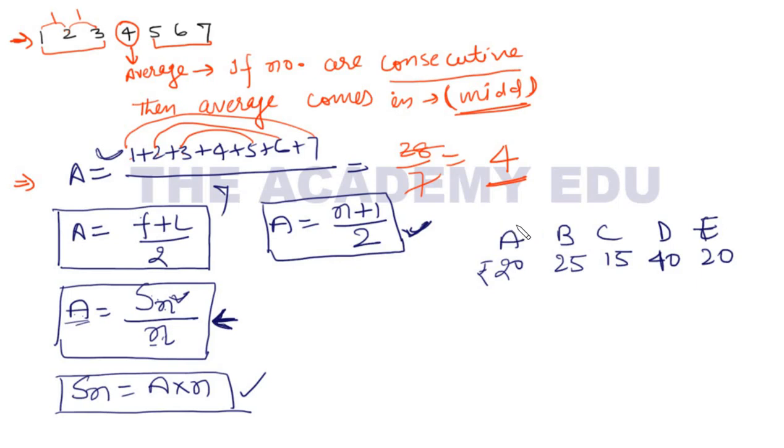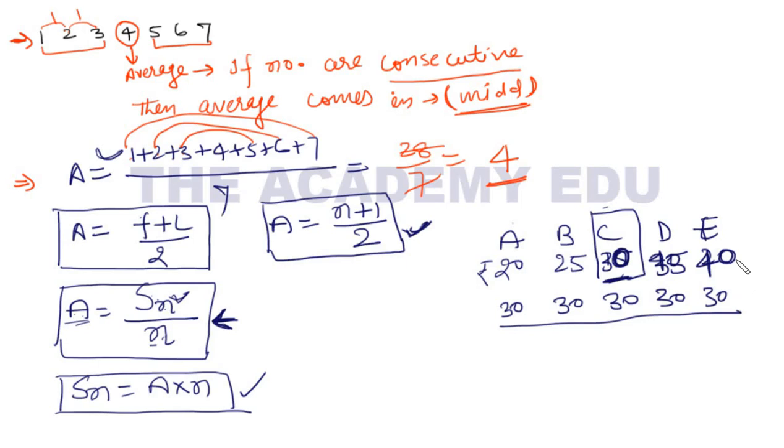Average means to make each one equal, right? So what happens in average? Suppose I change it a little bit: 25, 30, 35 and this is 40, right? So what is the average? Average is 30. The numbers are consecutive, so 30 is the average. So what is the meaning of 30? 30 means this A is also 30, this one is also 30, this one is also 30, this one is also 30, this one is also 30.